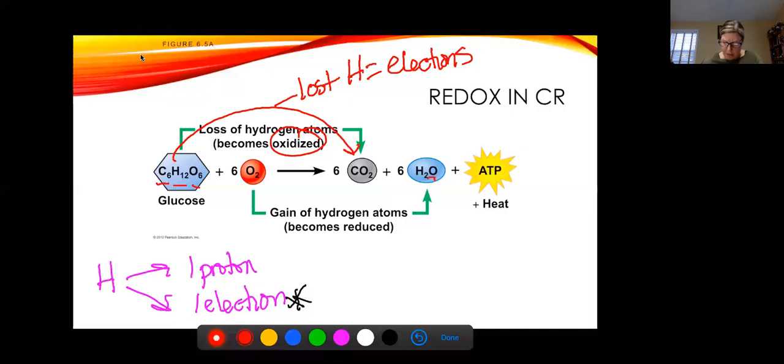Here's our oxygen. What happened to oxygen? Well, it picked up the hydrogen, and so it gained hydrogen, which equals electrons. So it gained electrons. And so when we talk about our OIL RIG, oxidation is lost, reduction is gain, boom, we're reduced. And in this process, we make ATP, which is what our goal is in this process. So basically, we're taking sugar and oxygen, going through a series of chemical reactions to give us carbon dioxide, water, and ATP. And we're going to learn exactly how we do this in the next few lessons.